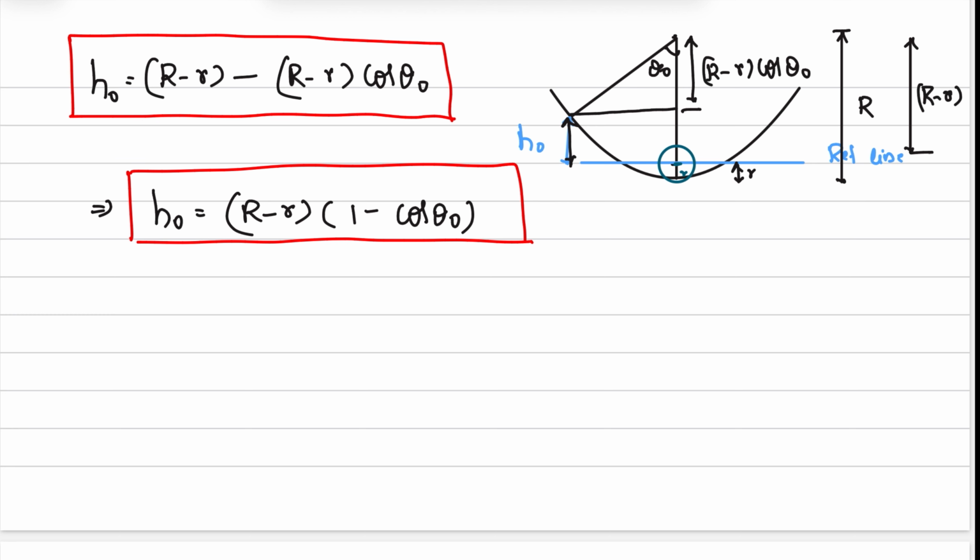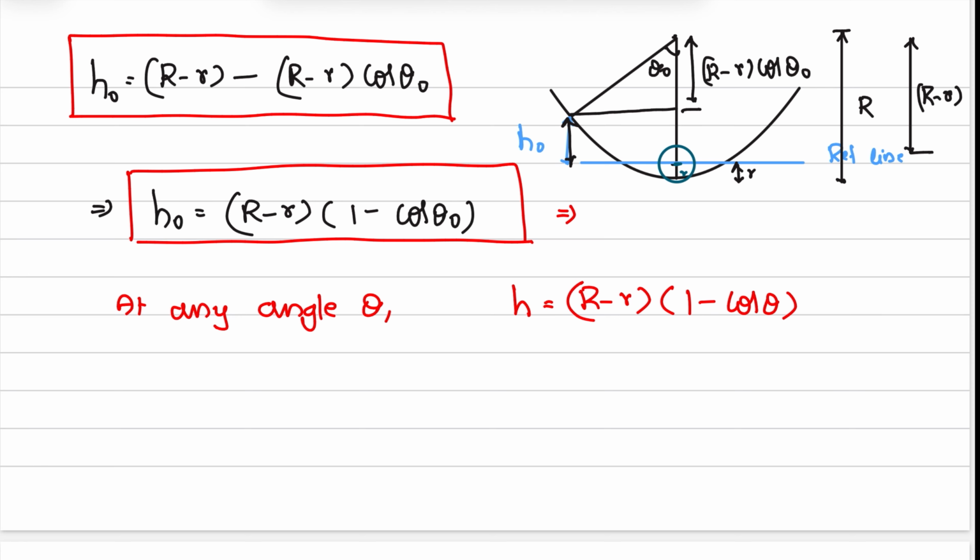If theta naught is replaced by theta, general theta, at any angle theta, h is equal to (R minus r) into (1 minus cos theta), because ultimately we are interested in calculating at any angle theta. This is one of the important equations we have got here.